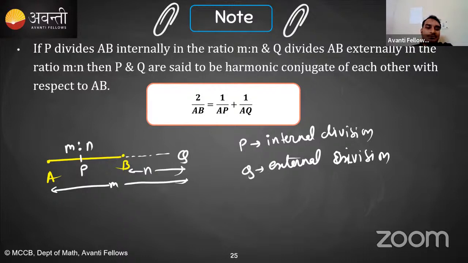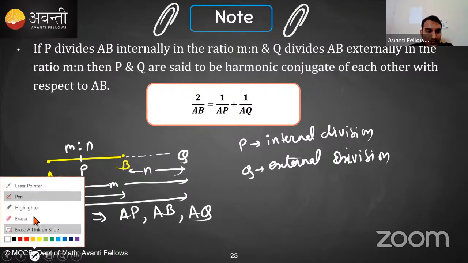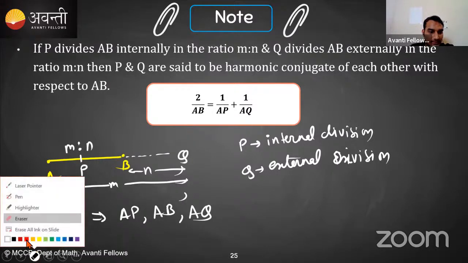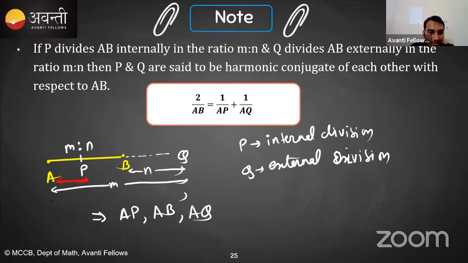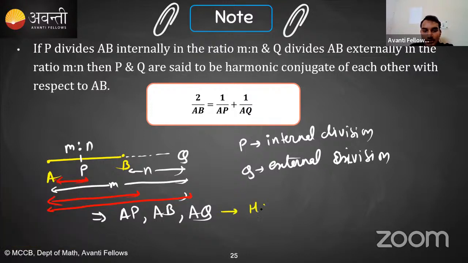So it means this length AP, AB and AQ. Let me just show it using some different color. So this length AP, this length AB, and this length AQ, these three lengths are in HP, which means harmonic progression.